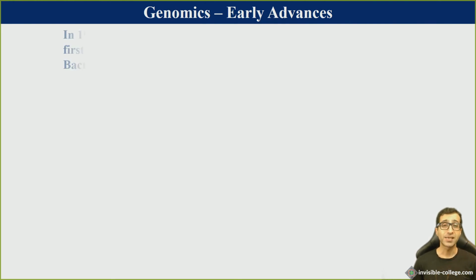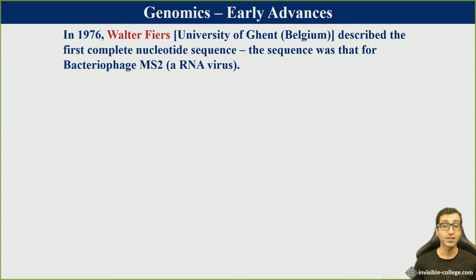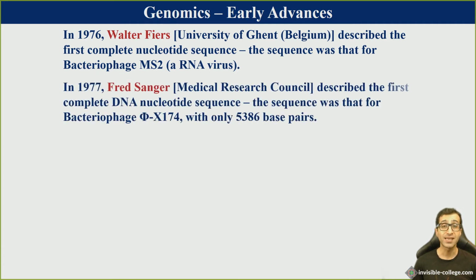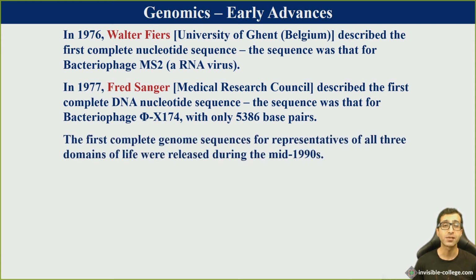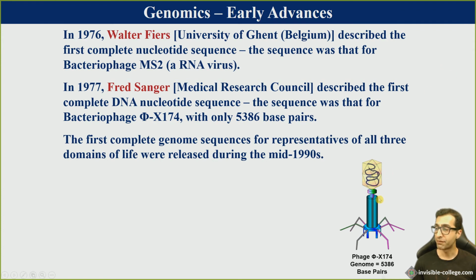So, in 1976, Walter Fiers of the University of Ghent in Belgium described the first complete nucleotide sequence. That sequence was for the bacteriophage MS2, an RNA virus. In 1977, Fred Sanger of the Medical Research Council described the first complete DNA nucleotide sequence, and that sequence was for the bacteriophage X174 with only 5,386 base pairs. Now, the first complete genome sequences for representatives of all three domains of life were released during the mid-1990s. So, we have the phage virus here.